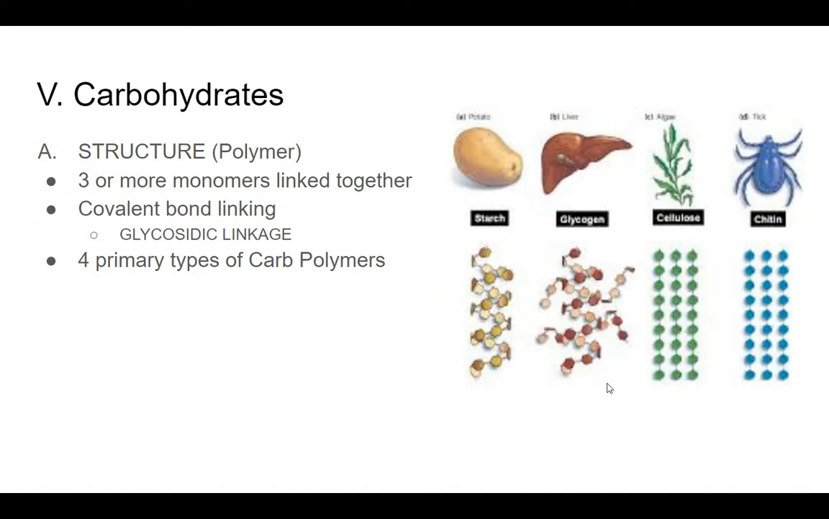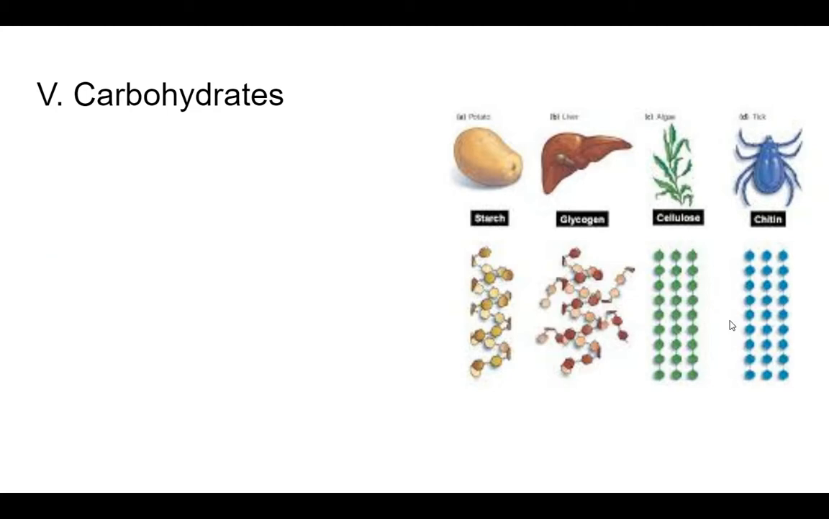Four primary types of carb polymers: starch, glycogen, cellulose, and chitin. So we will come back to these in just a moment as we talk about the function. And I want you to notice these two, they're kind of bubbly in formation, almost a little bit looking like a coiled up spring. And then these two are very linear in formation. And so we know structure determines function. And so we will see that some of these share a particular function while others share a completely different function.